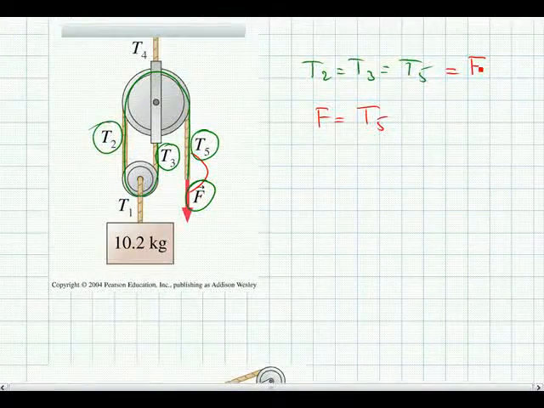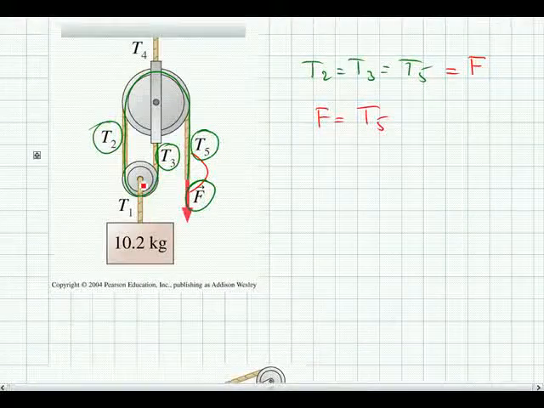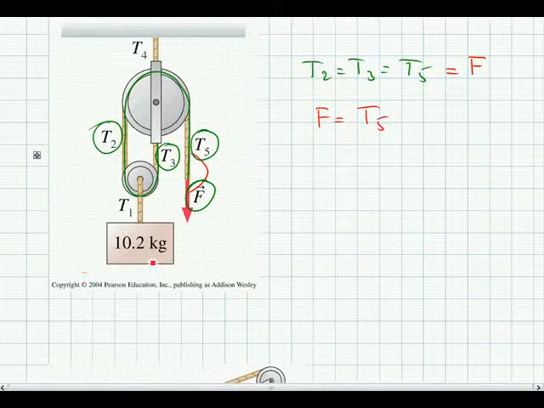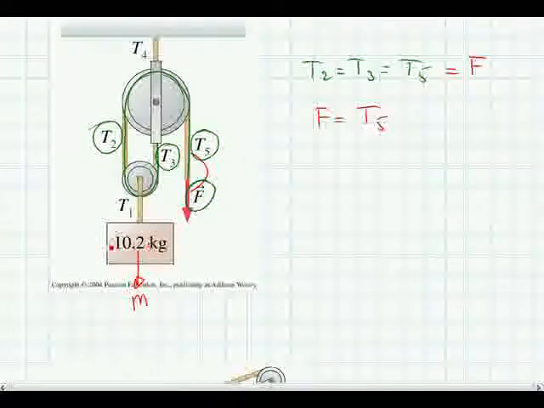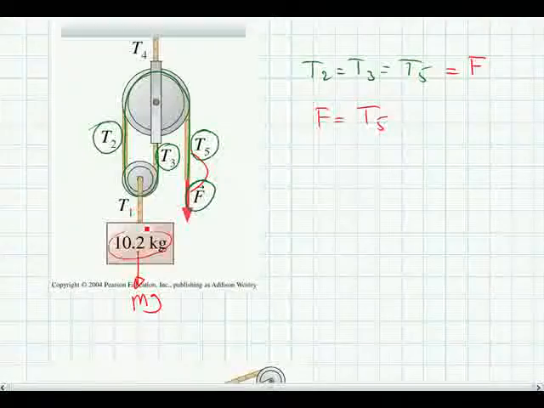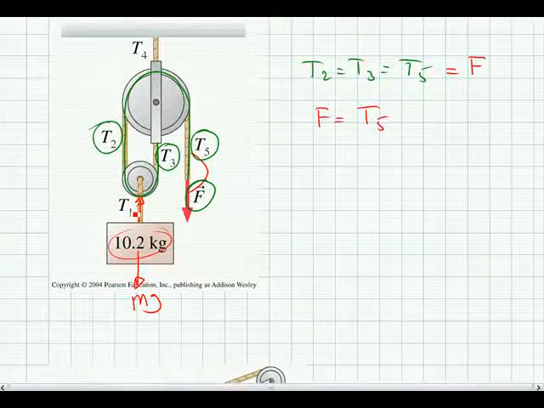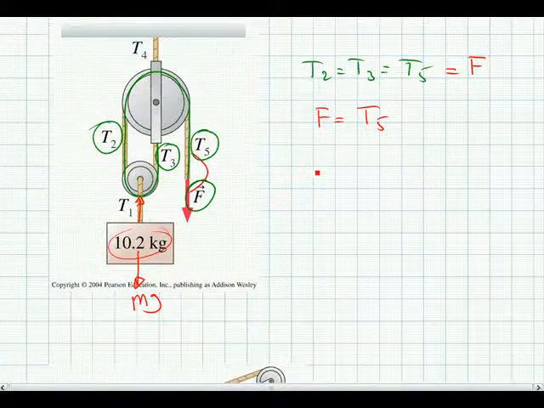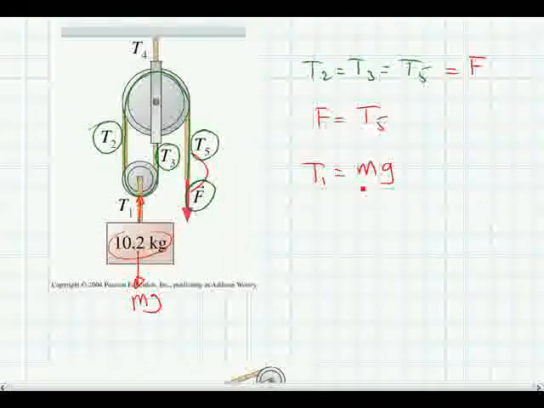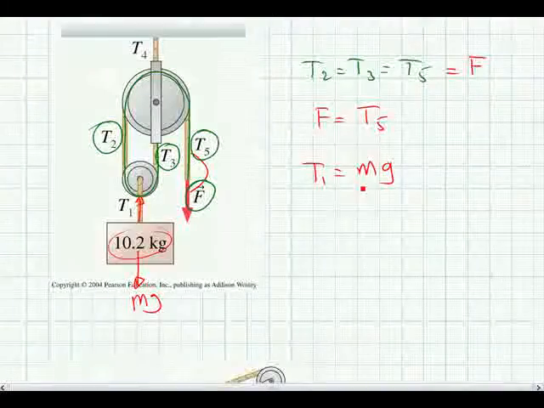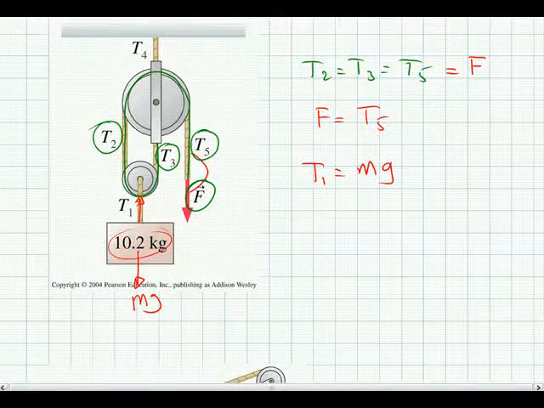Alright. And then looking at our mass, we have of course mg, which is given, and here we have T1 pulling up. Since we have equilibrium, then T1 must equal mg. Alright. So we calculate what T1 is.